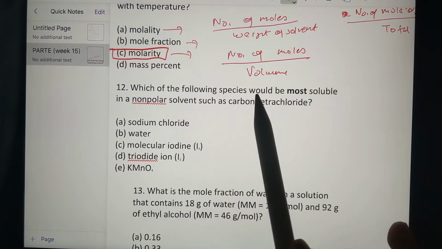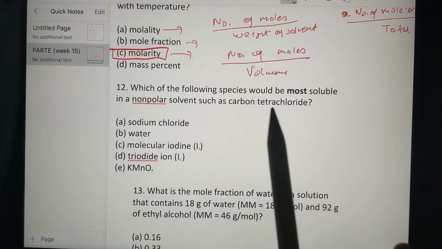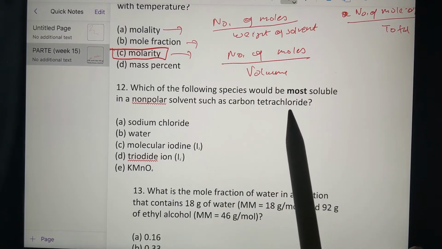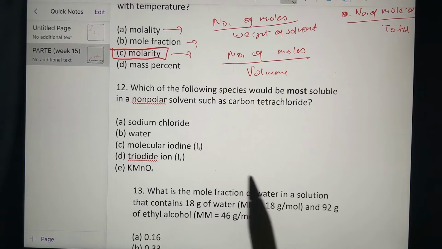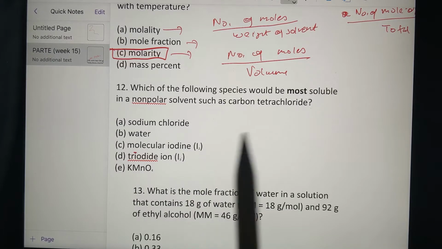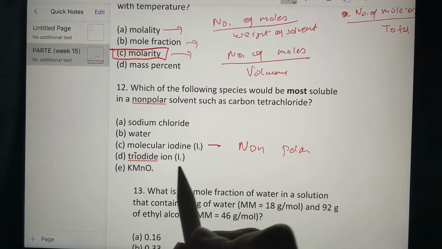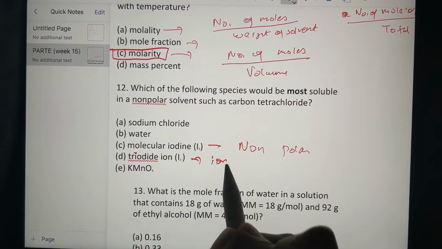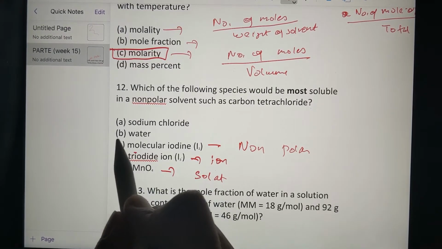The next question is, which one of these will be most soluble in a non-polar solvent such as carbon tetrachloride? In a non-polar solvent only non-polar molecules would dissolve, so we have to see among all these which one is non-polar. Sodium chloride is an ionic salt, water is a polar molecule, molecular iodine is a non-polar molecule, this one is also an ion, and this one is a salt. So your correct answer will be C.